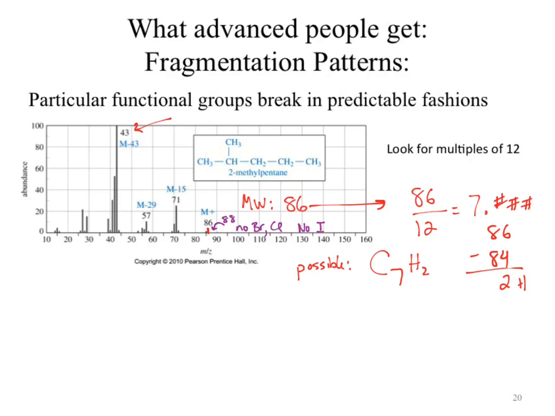So what do we do? Go one less carbon. What we can do, since we have no evidence of any other atom being present except for carbon-hydrogen, we'll subtract 1 carbon. So we've got C6.